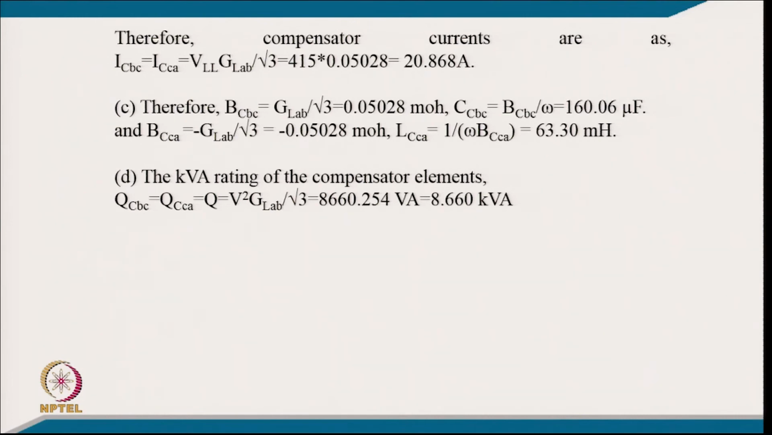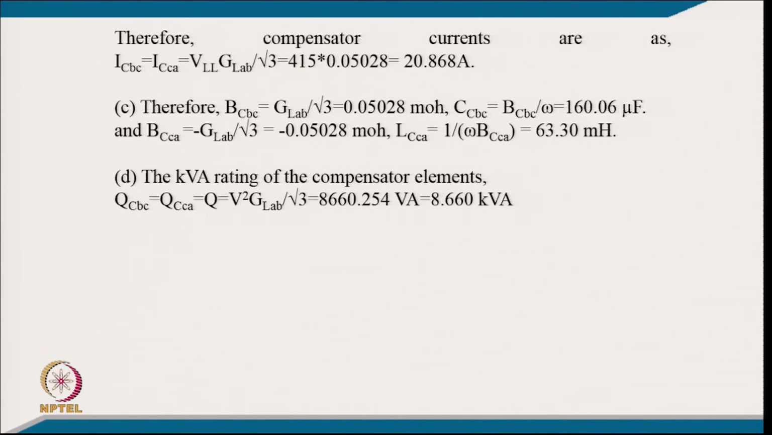Therefore, the BCB, the value of element GLAB by root 3 is 0.0528 mho, and the equivalent capacitance is BCB divided by omega, which comes to 160.06 microfarad. The other compensator, which is inductive, goes across the other line, that is the CA line, because the load is connected across AB. So it will be GLAB divided by root 3, with a minus sign, 0.05028 mho, and the inductance of this LCCA will be 1 upon omega BCCA, that is 63.30 millihenry.